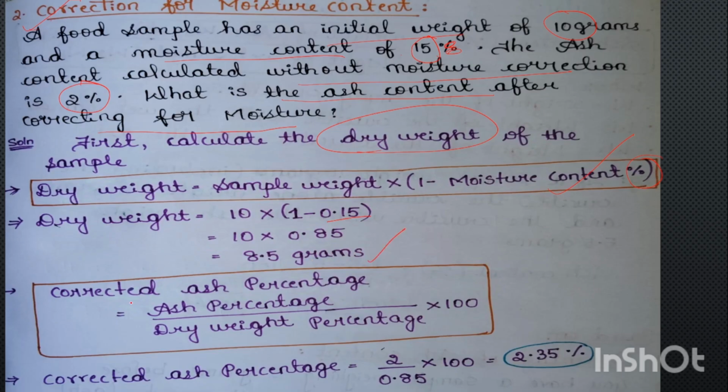Now we need to calculate the corrected ash percentage. The formula for it is ash percentage divided by dry weight fraction times 100. They have already given the ash percentage, that is 2, and we got the dry weight fraction, that is 0.85, times 100. We get the ash content after correcting for moisture as 2.35%.